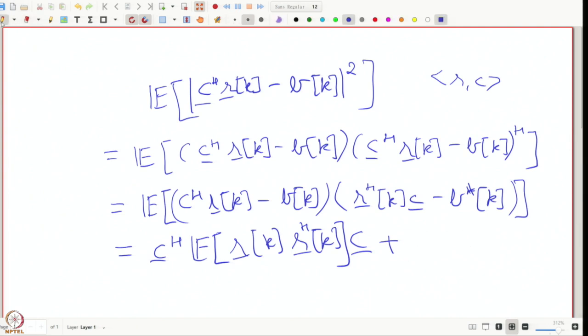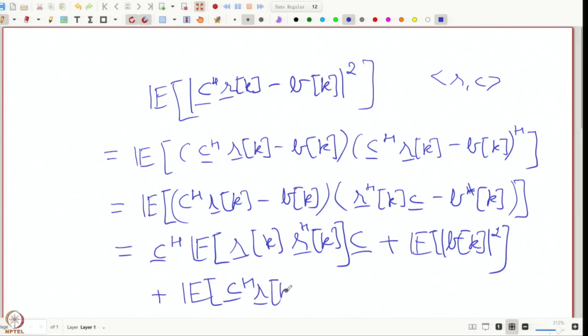Okay, yeah, so expectation of mod BK square, because the expectation of B is a statistical quantity, because it's random symbols and we have expectations inside. Next, the cross terms. So we have plus expectation of C Hermitian RK B star minus BK R Hermitian K C, yeah, that's it.